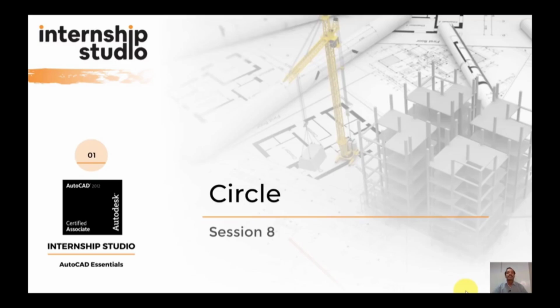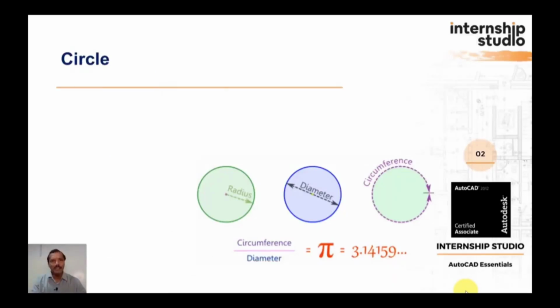We are going to discuss the circle command. Generally, what data do we need to draw a circle? We need a center point and a radius or diameter. If you have a circumference, from there we will get the radius or diameter, and we can draw the circle.